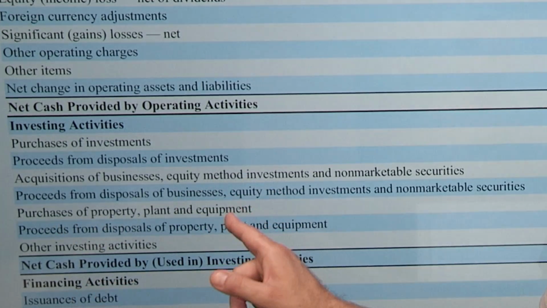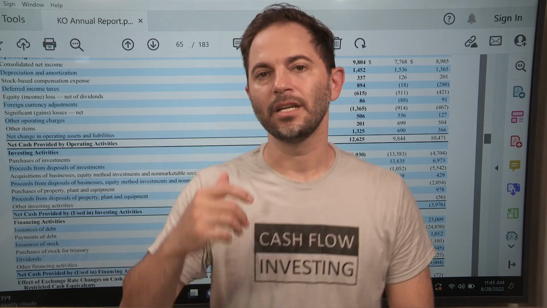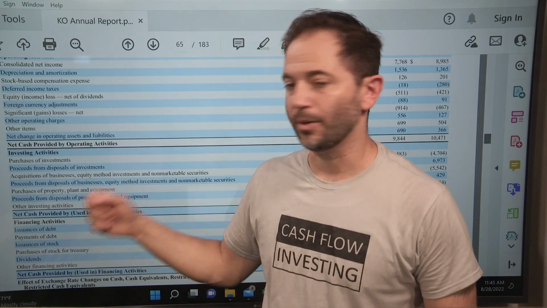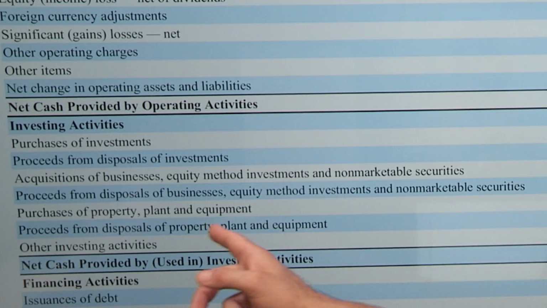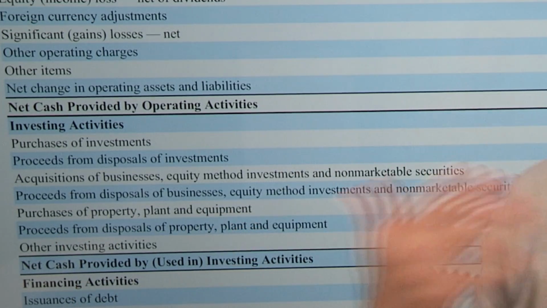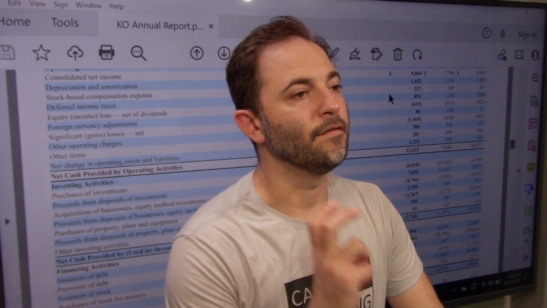Purchase of property, plant, and equipment. This is them buying the CapEx, the capital expense, the machinery and equipment they use to run their business day to day. And it's the most important thing you want to pay attention to. This is how much money they're putting back in the business to make sure that the cash machine continues to run. Proceeds from the disposal of property, plant, and equipment: they're just showing, hey, I sold this equipment because it was old, I wanted to replace it. And then other is generally other. That's the total investing section.